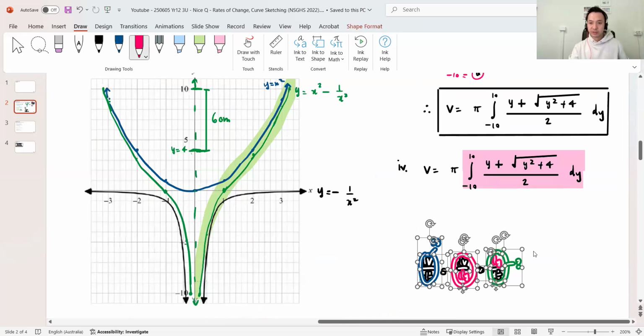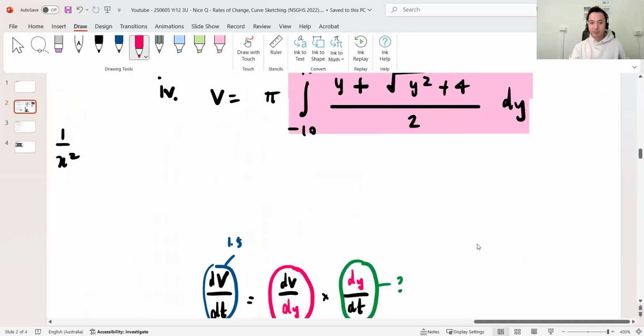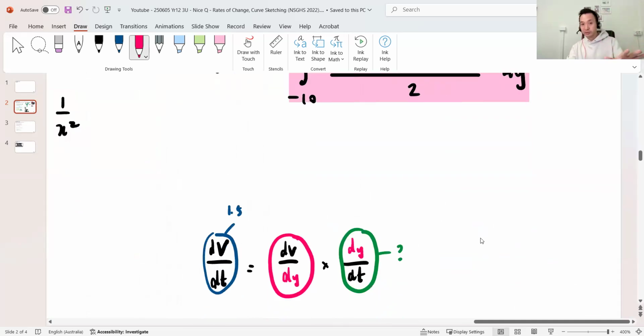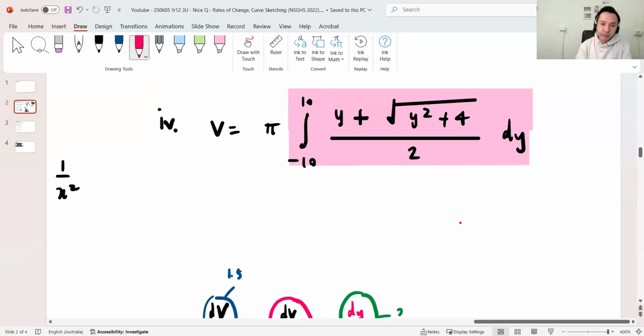If I wanted to, so this bit here, I need to get the pink. So I've got the blue circle is 1.5. The green is what I'm trying to find. I need to find an expression for the pink, right? A volume currently equals to this.